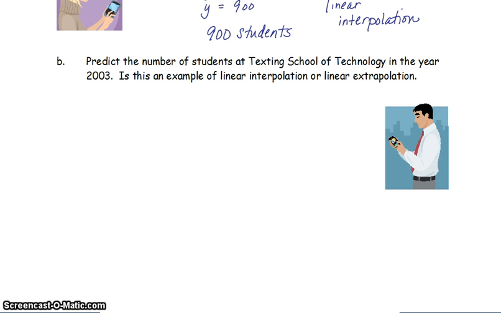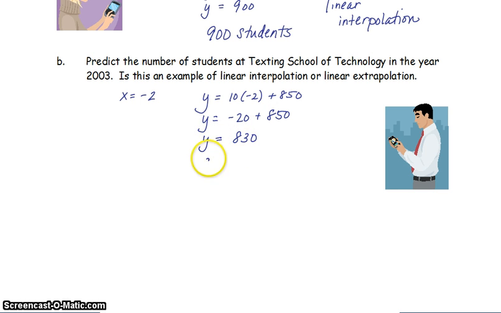Now let's predict the number of students in the year 2003. 2003 would mean that x is equal to -2 because it's 2 years before 2005. So again, going to our model, y is equal to 10 times -2 plus 850. So y would equal -20 plus 850, which would equal 830. So we would predict in the year 2003 that there would be 830 students at the school.